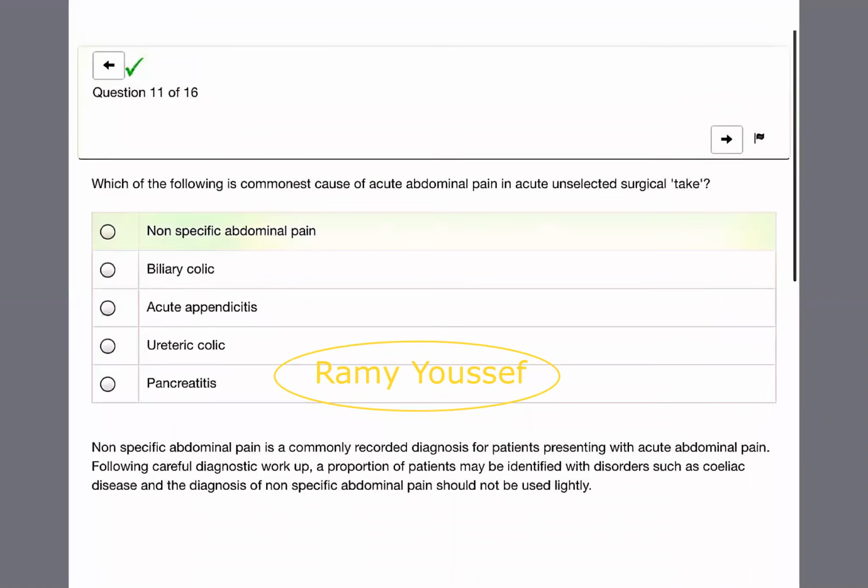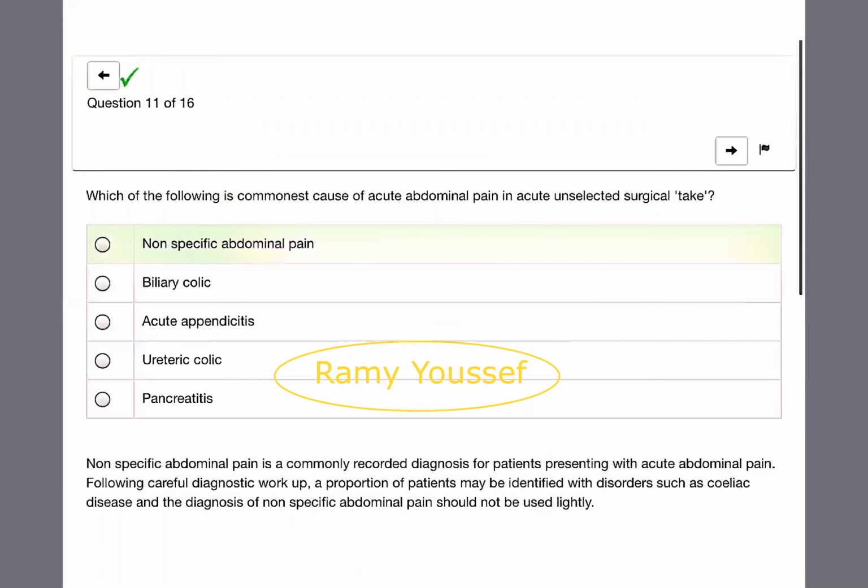Okay. What is take referring to? Take. The surgical take, the surgical shift. You have a surgical shift. Okay.